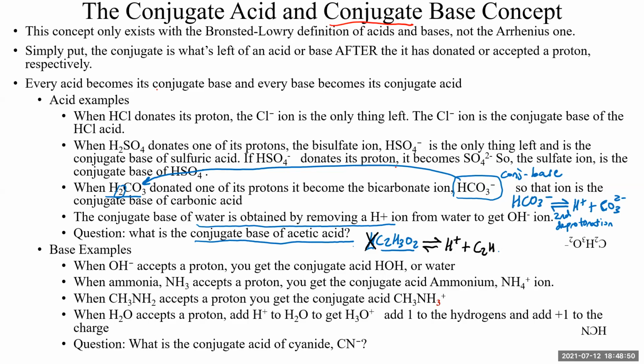And then the other part of this would be the negative ion, the acetate. Actually, it's right here. It's the acetate ion. Acetate ion is the conjugate base of acetic acid, or hydrogen acetate, if you prefer. You should call it acetic acid, though.